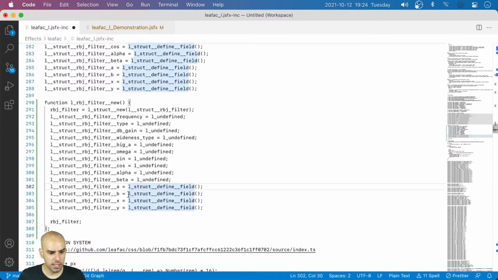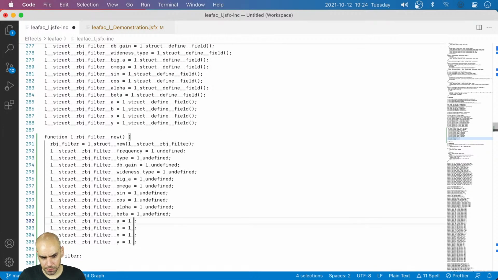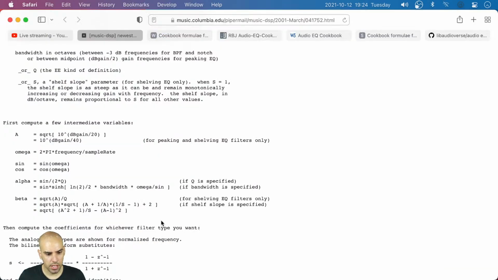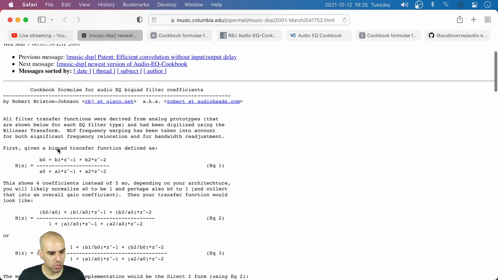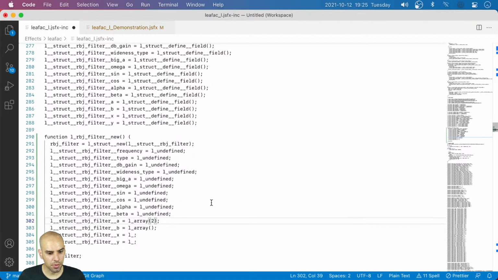But the A's and B's and X and Y's, those are not just undefined. They are data structures in and of themselves. I think that the A and B are going to be arrays, and I need to say what is the size of the array. We said that for the A's, we are only going to store A1 and A2 because we're going to normalize. We're going to divide by A0. So I only need two locations, but to begin with, they are undefined.